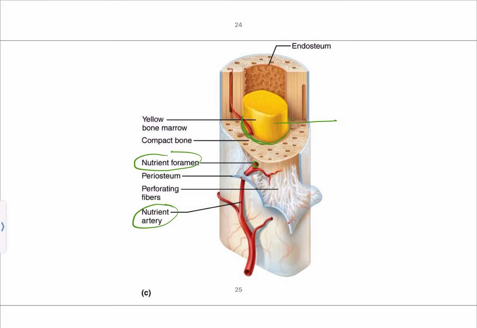We see these perforating fibers, so all these white things right here. These are your perforating fibers, which are extensions of your periosteum. And remember, those are going to help adhere the periosteum to the bone itself.